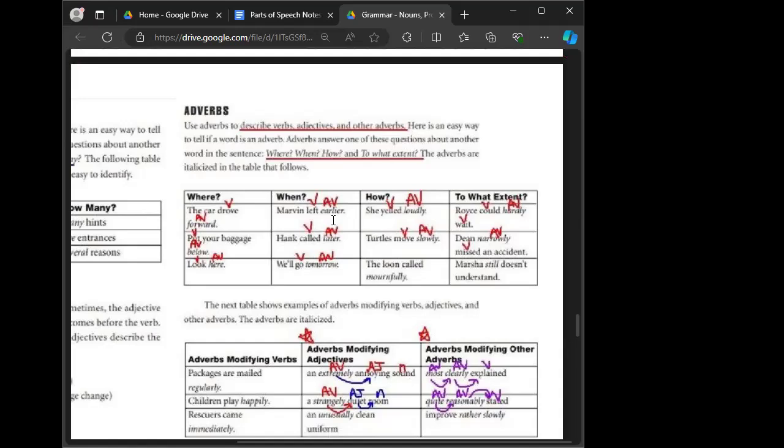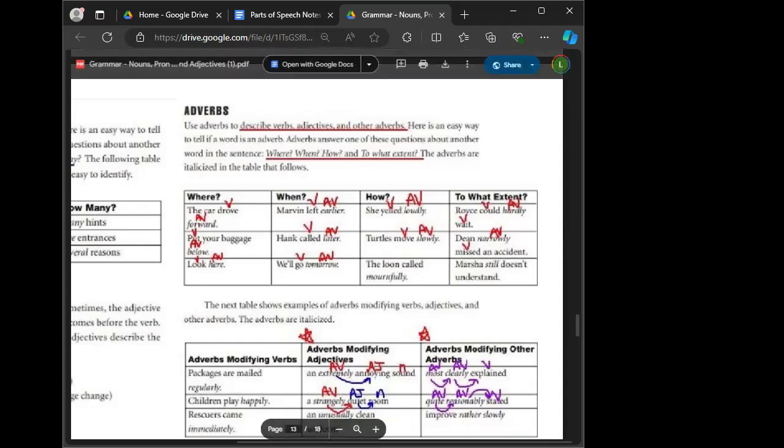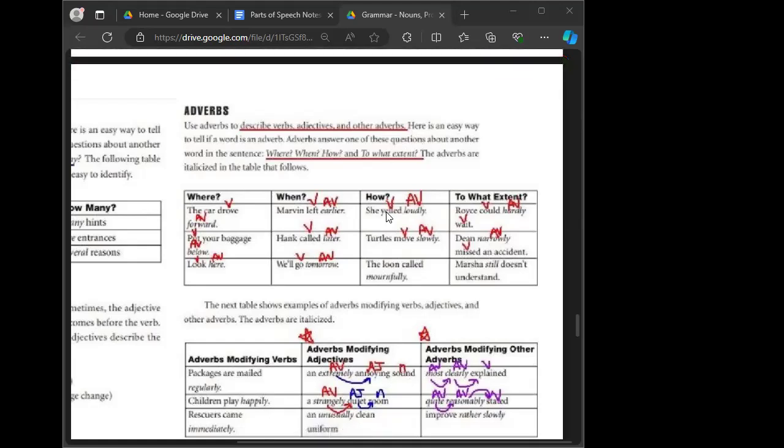Okay, and then Hank called when is answered by later. So when did Hank call? Like I said, that's answered by later. So later is describing when Hank called. So later is the adverb. And then we'll go when is answered by tomorrow. So tomorrow is describing when we will go. And then she yelled, how? is answered by loudly. And so loudly is describing how she yelled.